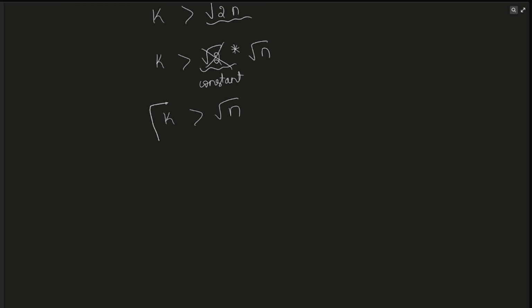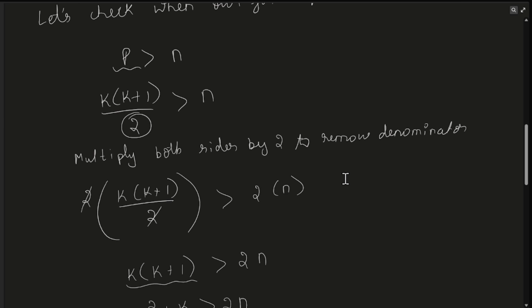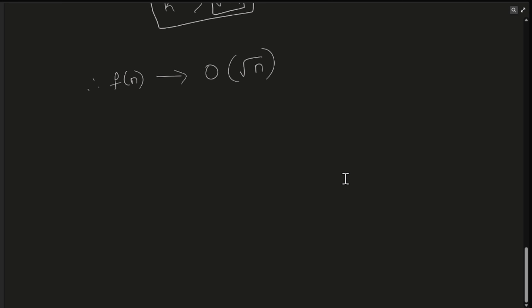We got to know k is root n, and our for loop runs until p is equal to root n. Whatever the number, it runs until it is root n. Therefore, the time complexity of the above for loop is big O of root n. I hope this is clear. Let us move on to our next example.